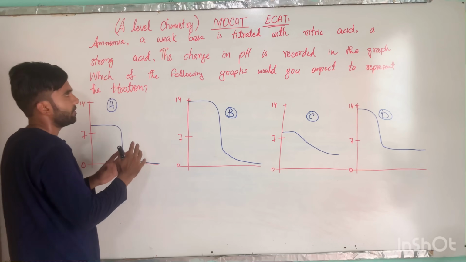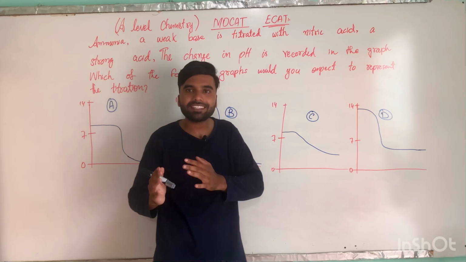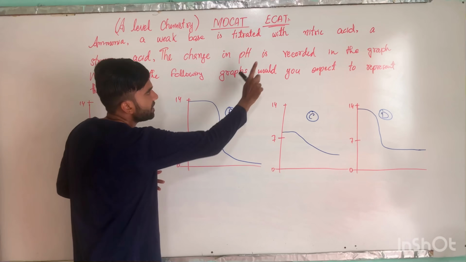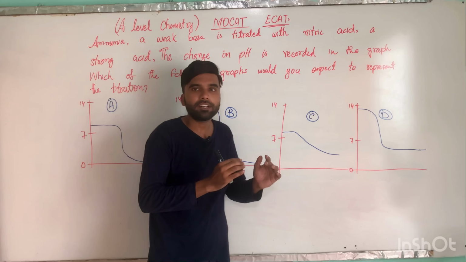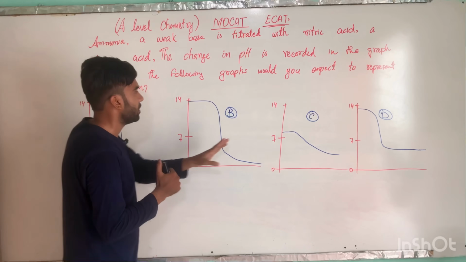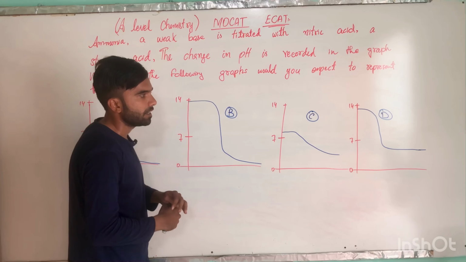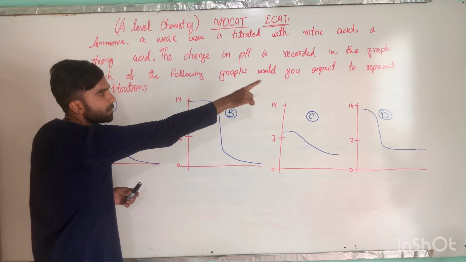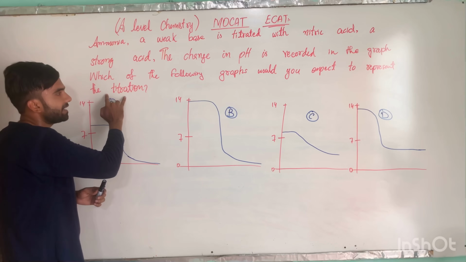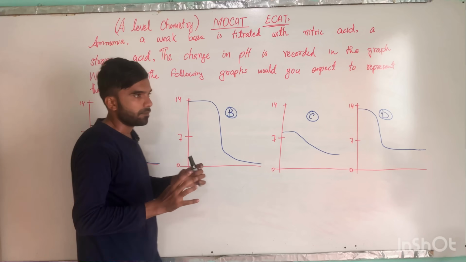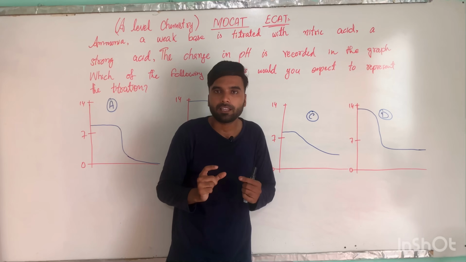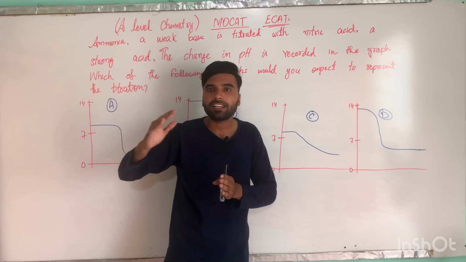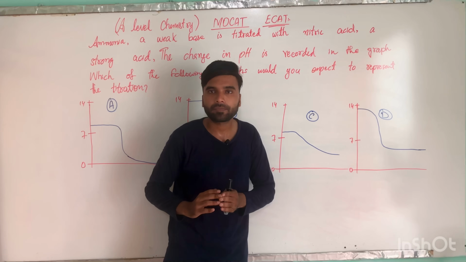So in the titration between a weak base and a strong acid, the change in pH is recorded in the graph. There are four different graphs, and which of the following graphs would you expect to represent the titration? When we have a weak base, the pH varies from 8 to 10 or 9 to 11.